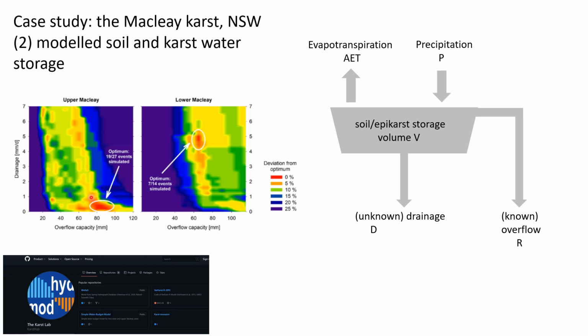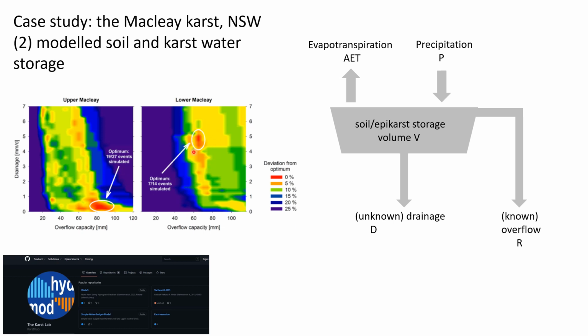And for the Upper Macleay, you'll see that the model parameter suggests that the storage volume is between 80 and 90 millimeters of rainfall equivalent. So if you imagine that you'd need to have 80 or 90 millimeters of rainfall instantaneously to fill that store, and not much of the water is drained out. Less than 1 millimeter per day is drained out to other missing locations, so we're capturing most of it. And that model captured correctly 19 out of 27 events that were simulated in the Upper Macleay.